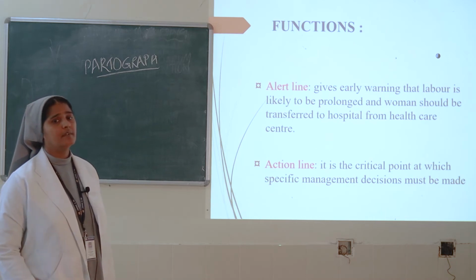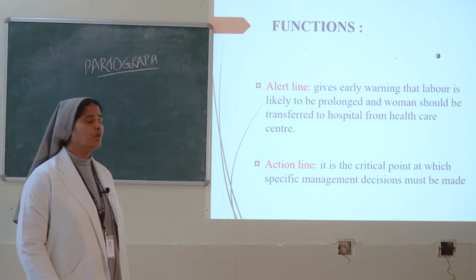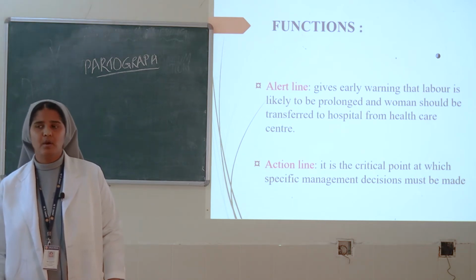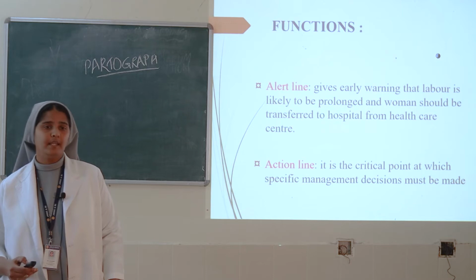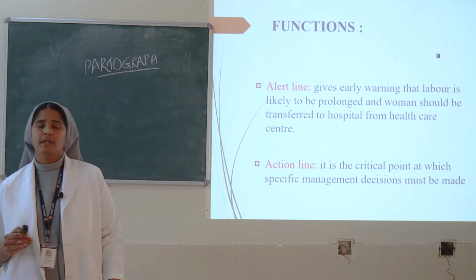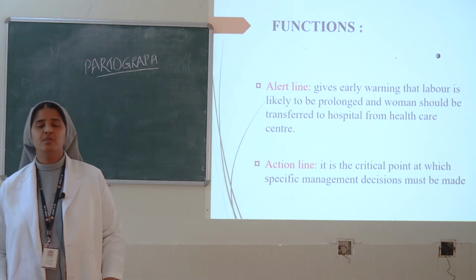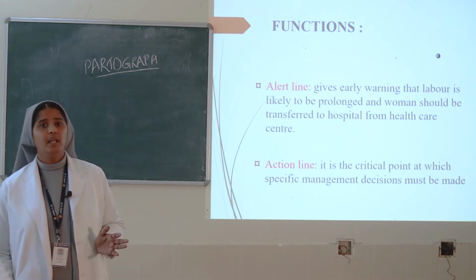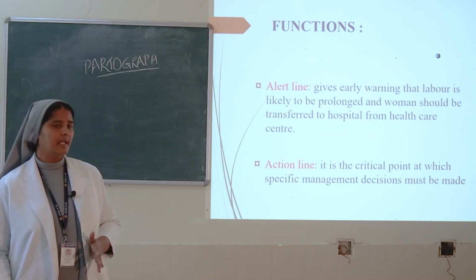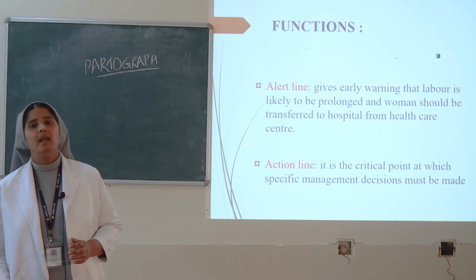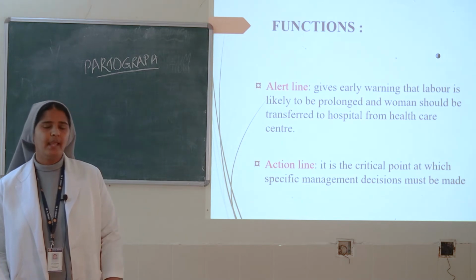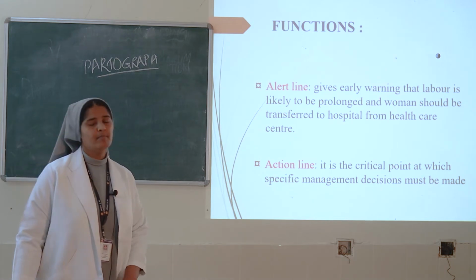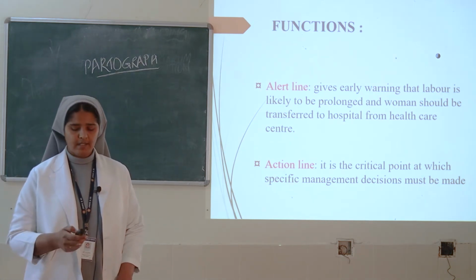Next are the functions of the alert line and action line. These two lines help us understand whether the labor is progressing normally or whether the labor is delaying. Ideally the graph of cervical dilatation should fall left of the alert line. If it falls right of the alert line or right of the action line, that means the labor is delaying and the mother needs some immediate intervention. That is the first component of the partograph, the cervical dilatation.